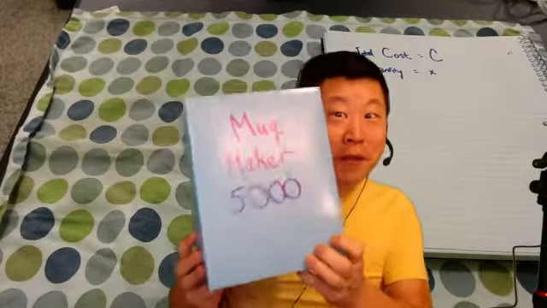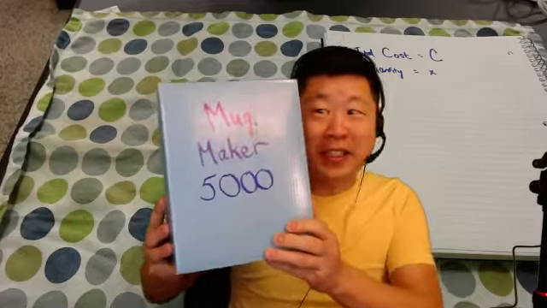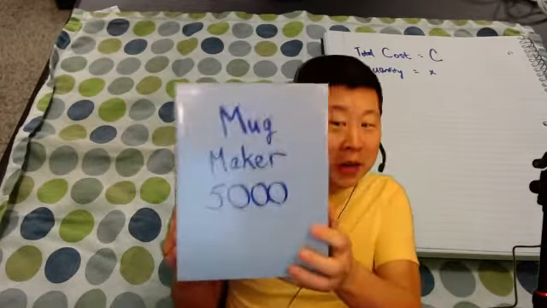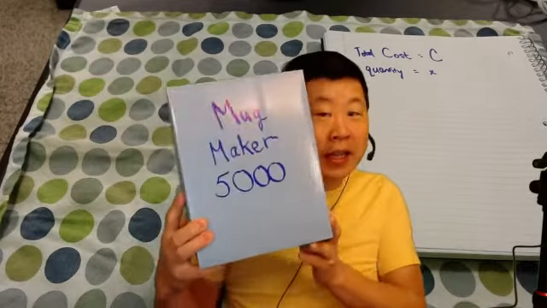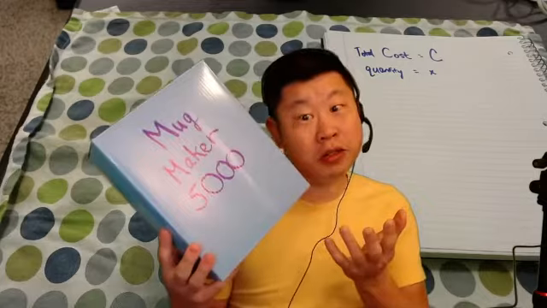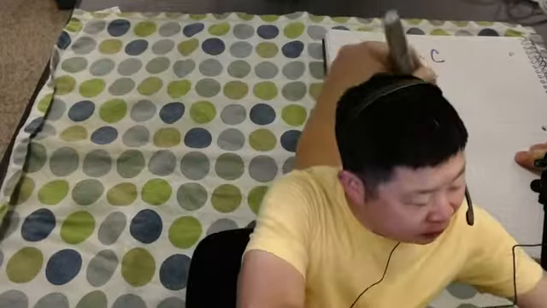the Mug Maker 5000. It makes mugs and that's it. It just makes mugs. That's all it does, right? So you might need to buy one of these. And let's just say that this machine costs you $10,000. Okay, so let's write that down. We've got $10,000 for this machine. You have to buy that, but that's not it.